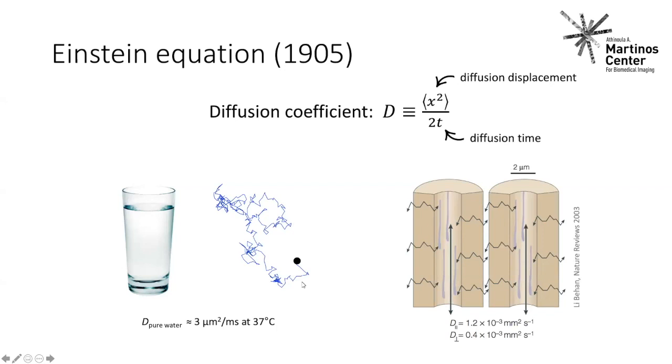So here are some examples. In a cup of water, for example, at body temperature, the diffusion coefficient is about 3 micrometers squared per millisecond. And in tissue, like the brain white matter, there are myelinated axons. Because there are fewer restrictions along the axon, its diffusivity is higher. Here it's about 1.2. For the direction perpendicular to the axon, because there are more restrictions, the cell membrane and myelin sheath, the diffusion coefficient is lower, about 0.4.